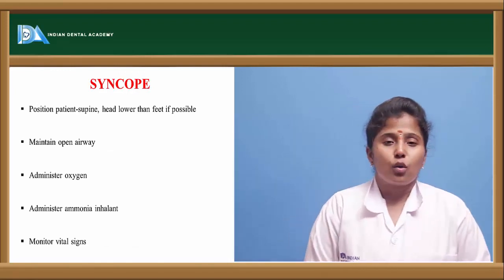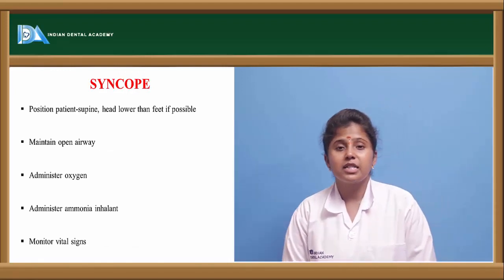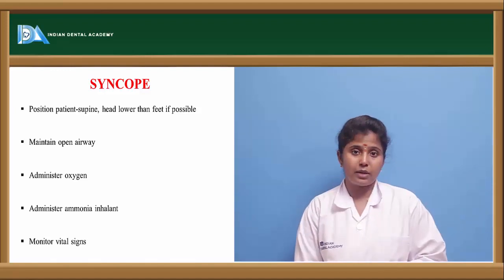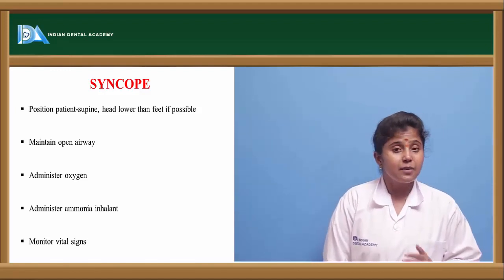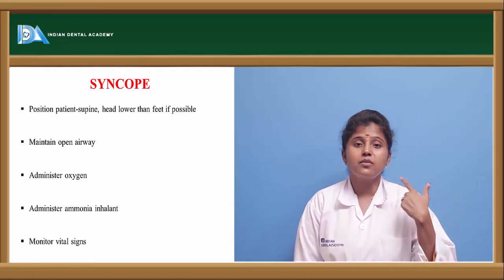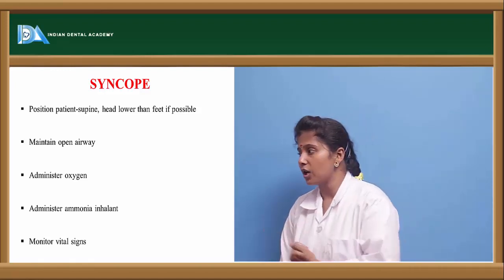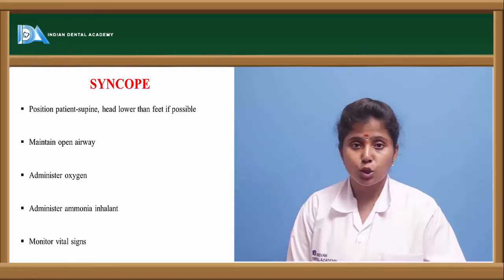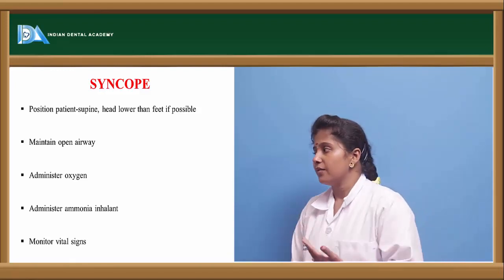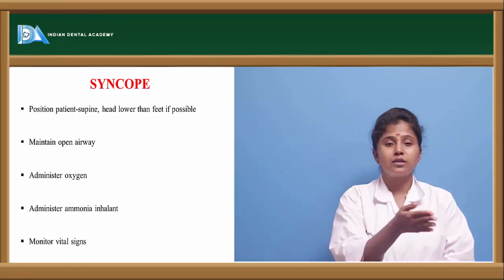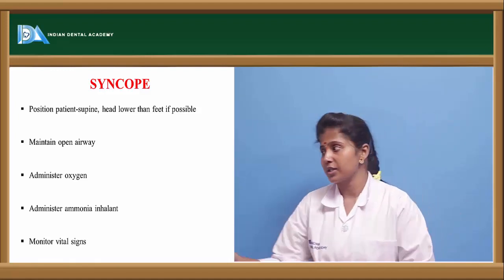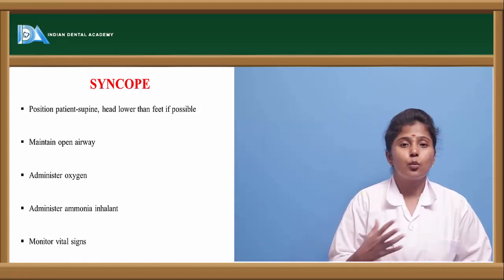The other one is syncope. Syncope is a situation where the person loses consciousness because of a fall in blood pressure. So if there is decreased blood pressure, then the person will lose consciousness. This condition is called syncope. For such patients, the patient should be placed in a supine position, and the head should be lower than the feet if possible. In the sense, the patient should be placed in reverse positions, and we need to maintain an open airway.